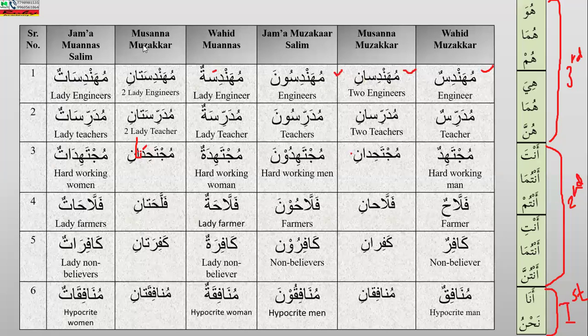No. This one is muannas. Okay, you consider it as muannas. I think I didn't mention. This is muannas. Actually, I'm making typing mistakes.